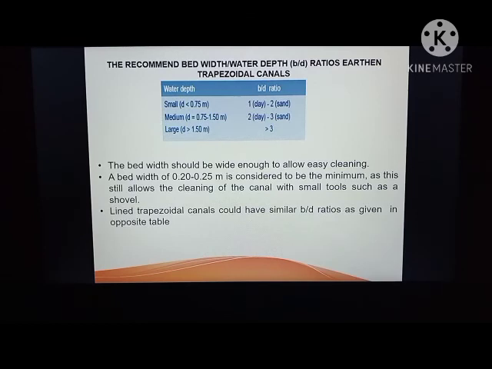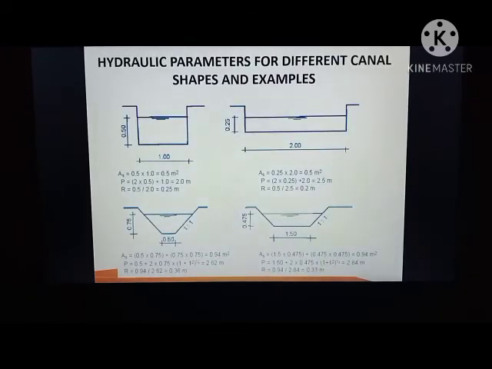The bed width should be wide enough to allow easy cleaning. A bed width of 0.2 to 0.25 meter is considered to be the minimum, as this still allows the cleaning of the canal with small tools such as a shovel. A lined trapezoidal canal could have a similar bed width to depth ratio as given in the opposite table.